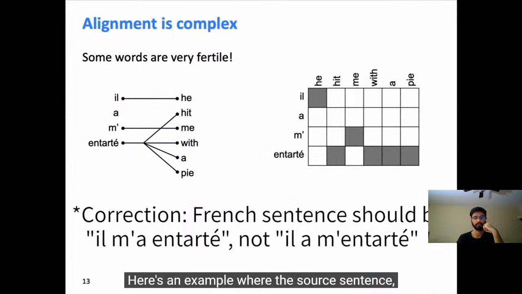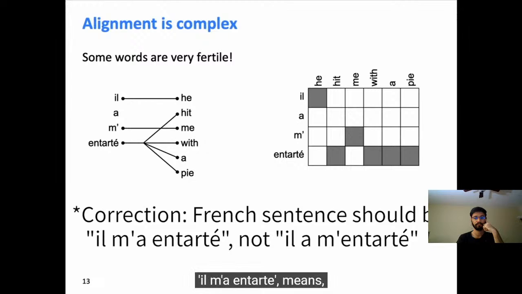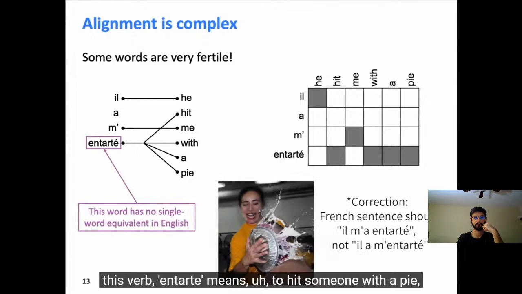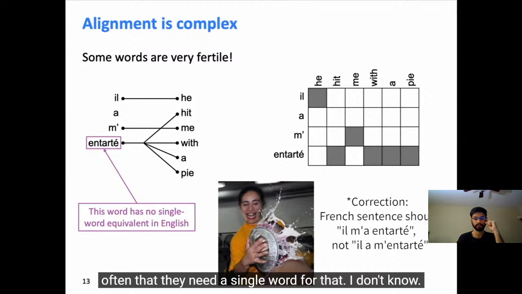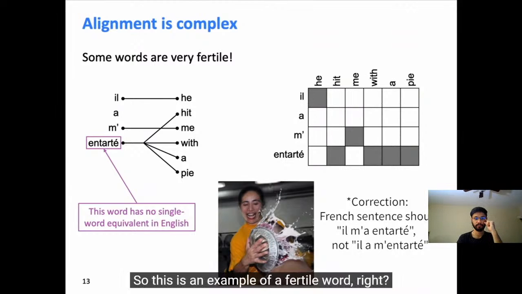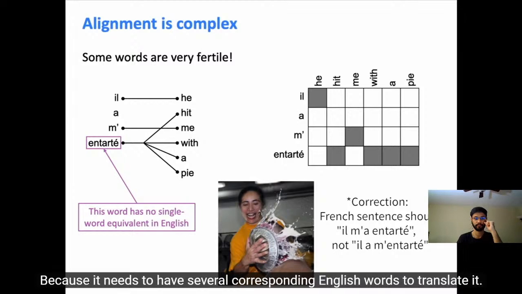Here's an example where the source sentence, il a montate, means he hit me with a pie. And here in French, this verb entate means to hit someone with a pie. And this word has no single word equivalent in English. We don't have a single verb that means to hit someone with a pie, which I think that's really fun. The French has a word. You wonder, maybe they do it so often that they need a single word for that? I don't know. So this is an example of a fertile word, right? Because it needs to have several corresponding English words to translate it.